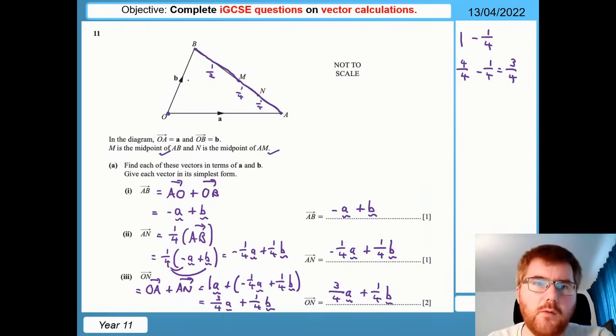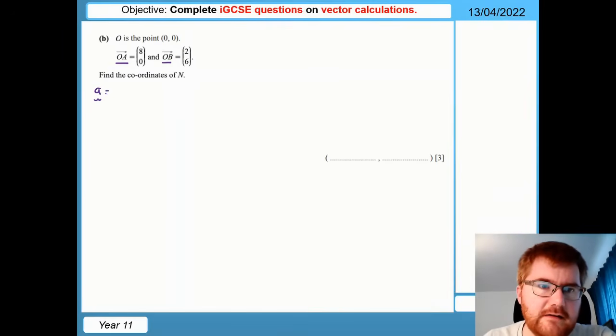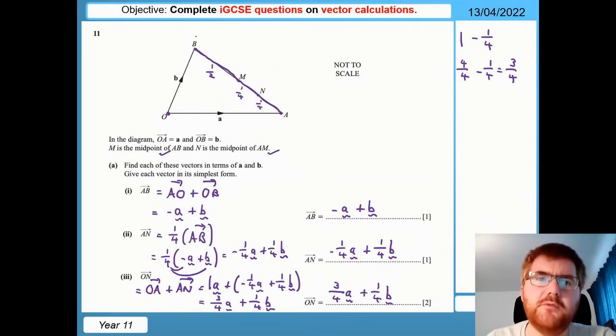Now, let's think about what OA and OB stand for. Essentially, OA is that vector A. So vector A is equal to 8, 0. And the vector OB is what we call a position vector.